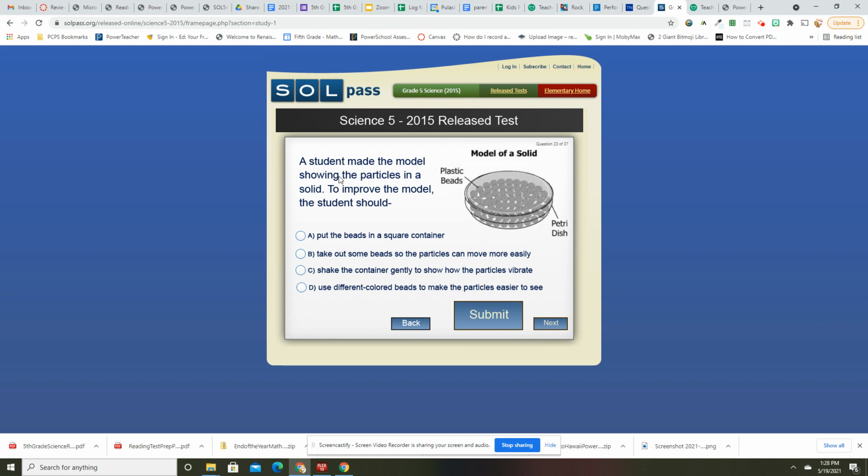A student made the model showing the particles in a solid. To improve the model, the student should... So, model of a solid. Remember, they should gently shake it to show how the molecules inside of a solid gently vibrate.